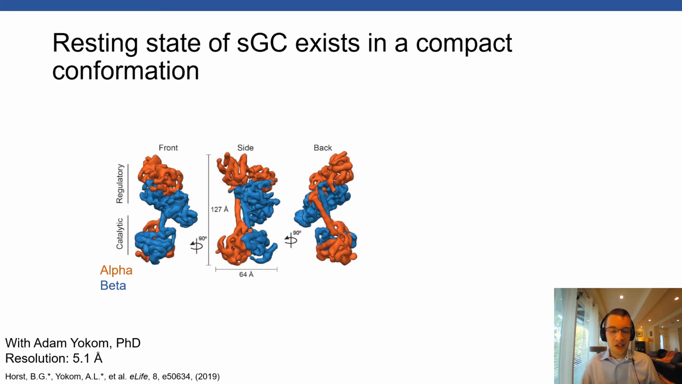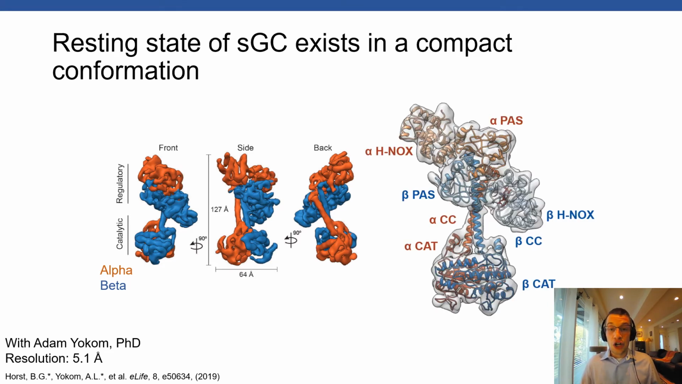And you can see here that I'm showing you a map of 5.1 angstrom resolution, so not quite good enough to get side chains, but definitely good enough to kind of get the overall structure. Here we have fit all 8 subdomains into this compact conformation of the inactive structure.